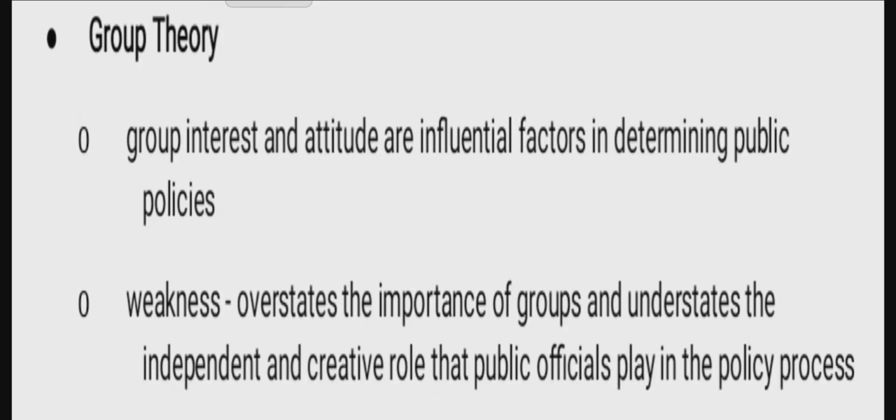Then next is group theory. Group theory believes that group interest and attitude are influential factors in determining public policies. Public policy is the product of group struggle. As Earl Latham states, public policy may be called the equilibrium reached in this group struggle at any given moment, and it represents a balance which the contending factions or groups constantly strive to weight in their favor.